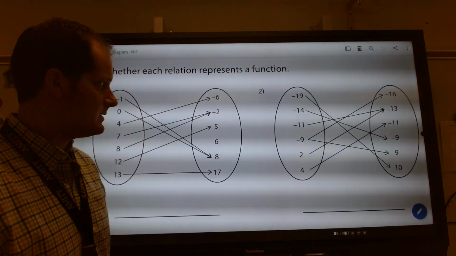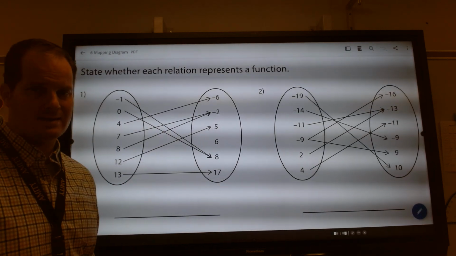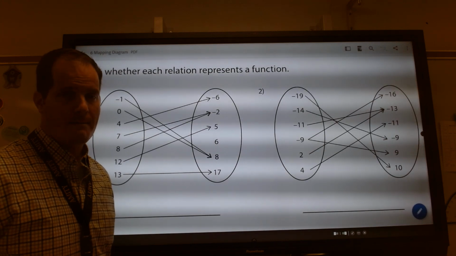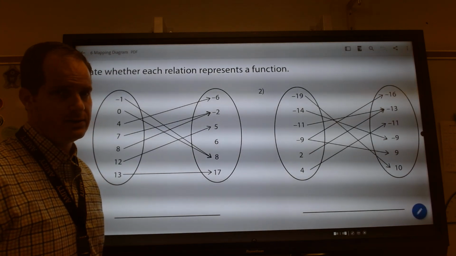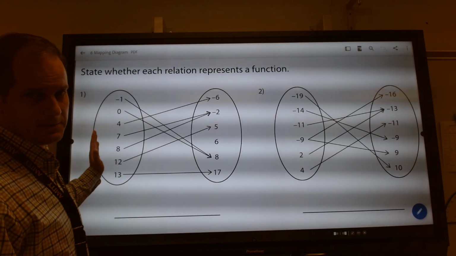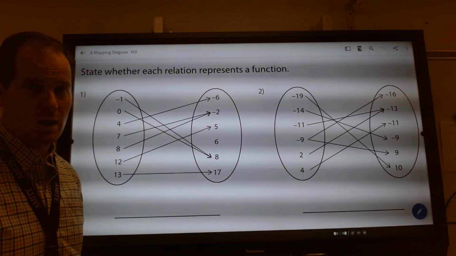The purpose of today's video is to look at mapping diagrams and decide whether the mapping diagrams are functions or not. Alright, a mapping diagram shows us all possible x values, which are your inputs, and it maps them with one and only one output, which is your y value.